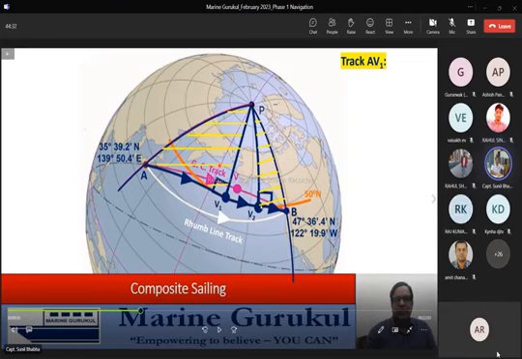Sir, this 90 degree angle that is formed at V1, sir, will it be on both sides, 90 degrees on both sides of V, sir? That's right, beta. It will be on both sides. Okay, sir.